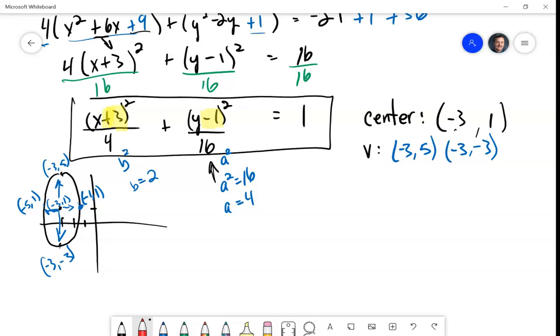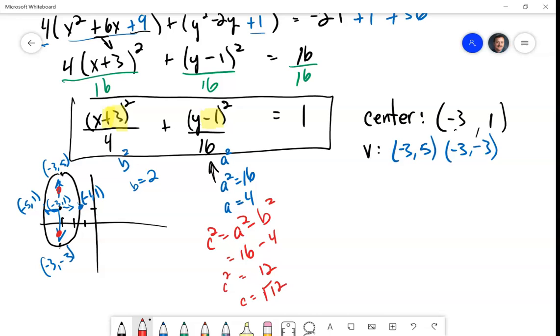And finally, we want to know about the two focus points. Remember that your focus points are tied in with your C part, and we can get C from this formula. If I plug that in, here's a squared, here's b squared, so I'm going to do 16 minus 4. 16 minus 4 is 12. If that's the case, then C would be equal to the square root of 12.